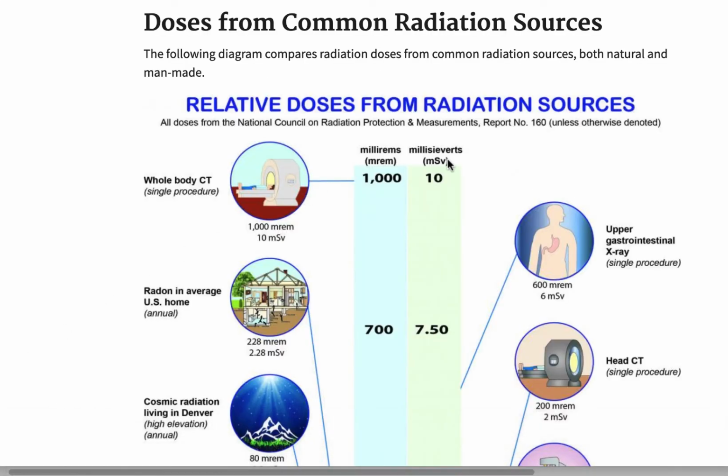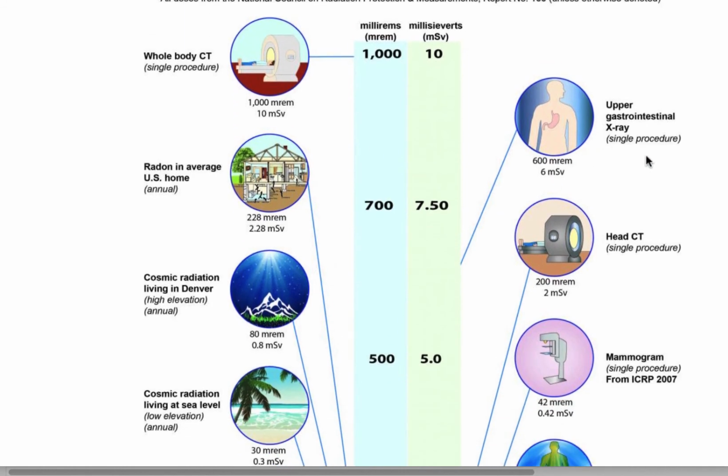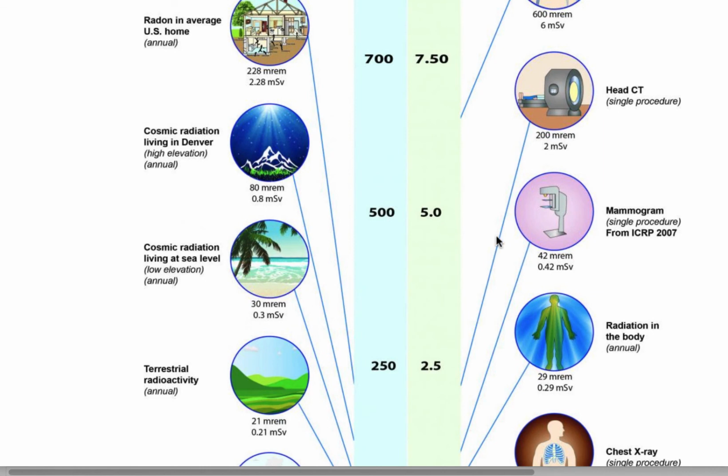All right, so 10 millisieverts is if you get a whole body X-ray functionally. If you have a smaller X-ray, then you might have something around 6 millisieverts. If you have some other X-rays, they all kind of go down from there. Over here we've got a head CT, over here we've got a mammogram. And then you get a certain amount of radiation just for living on Earth.